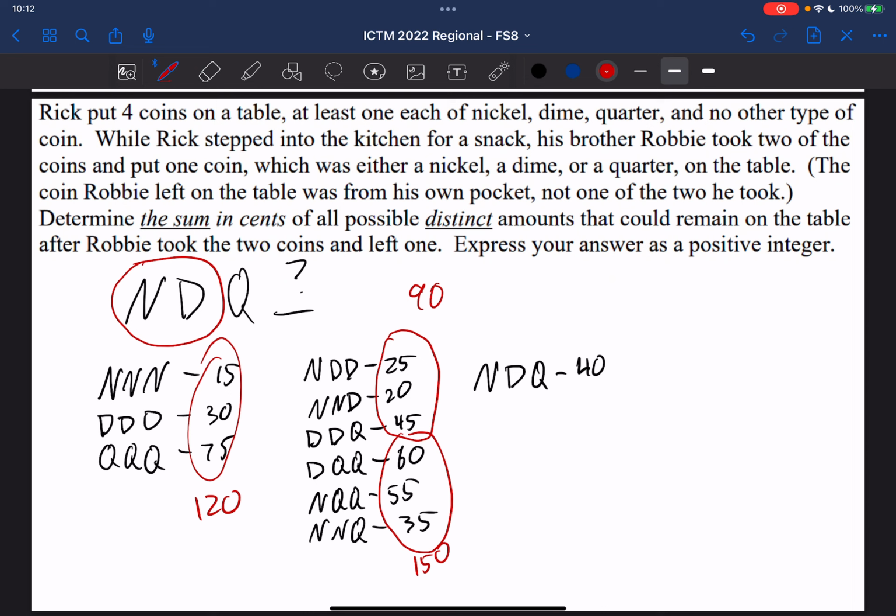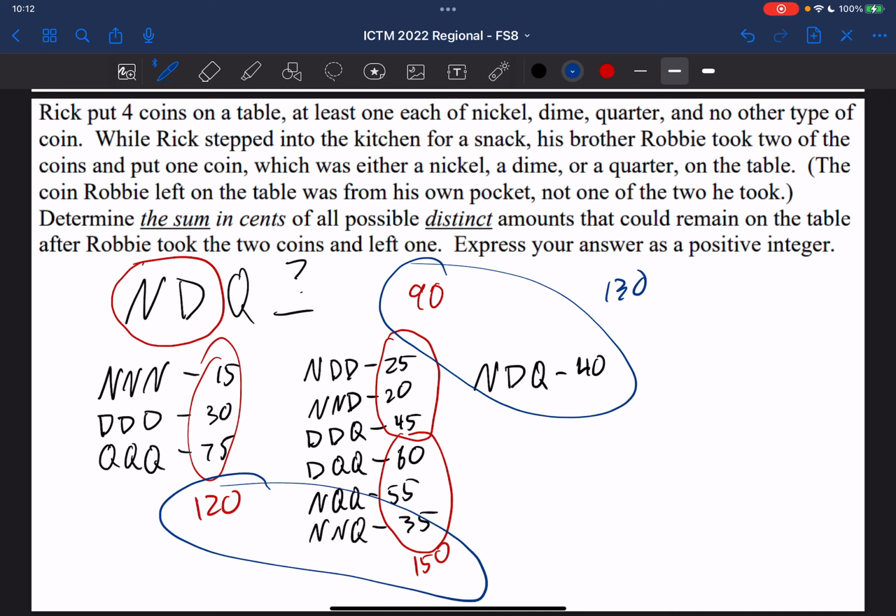So now if I add these 2 together, we get 130. We add these together, we get 270. And then put these together, we get 400 as our number of possibilities of total outcomes in terms of how much they're all worth in cents.